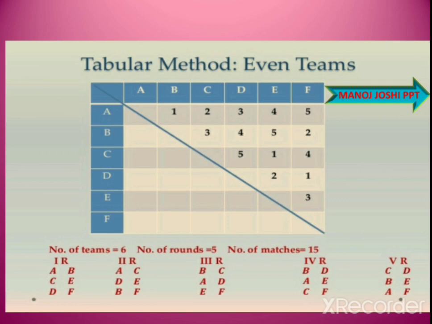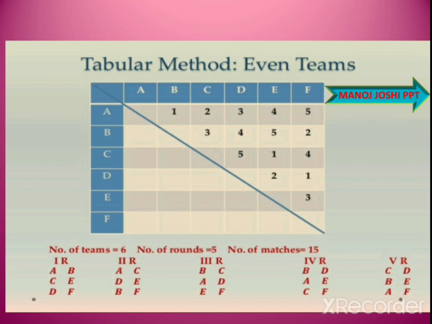The third 2 is coming here. This 2 is common for A, B column from the left side and F column from the top side. So this match will be B versus F. This way we will find the number of matches, which matches will be played.